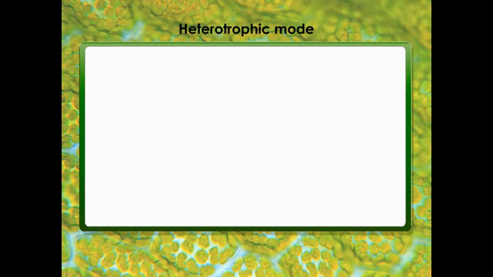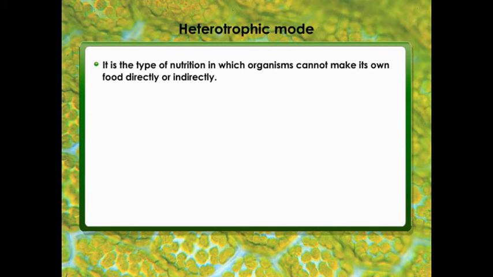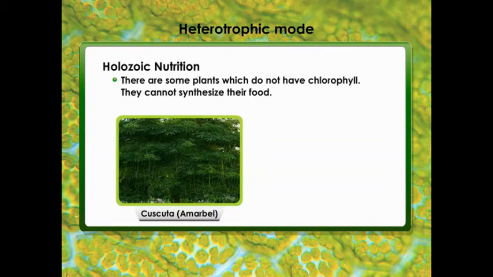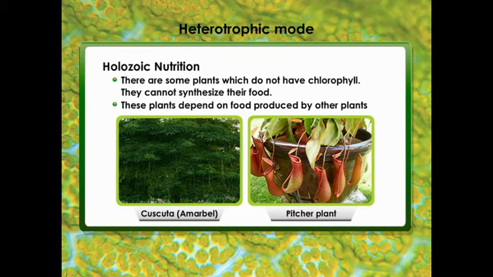Heterotrophic mode. It is the type of nutrition in which organisms cannot make their own food directly or indirectly. Holozoic nutrition. There are some plants which do not have chlorophyll. They cannot synthesize their food. Do you know how they survive and from where they derive their nutrition? Like humans and animals, these plants depend on the food produced by other plants. They use the heterotrophic mode of nutrition.